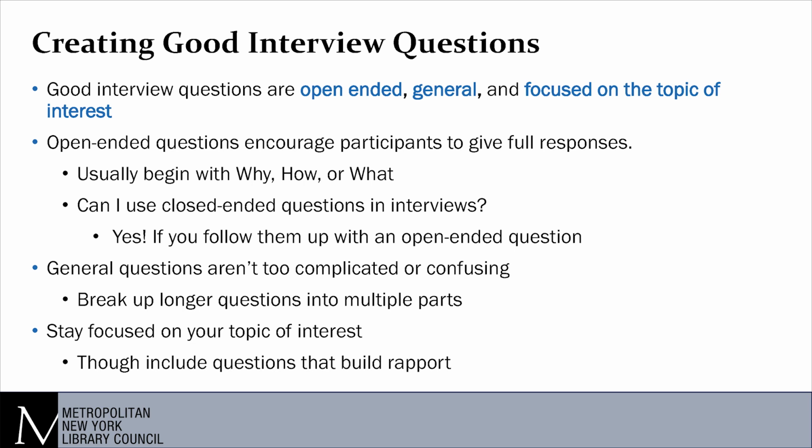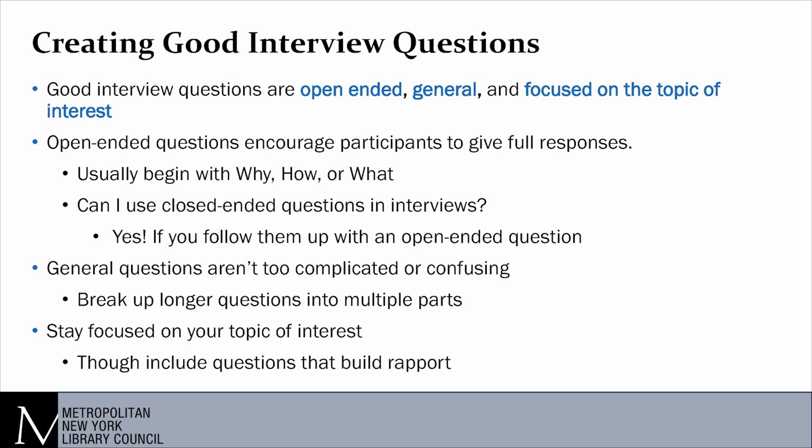You can actually use closed-ended questions in interviews, and those are the questions that lead people to just yes, no. They might even say maybe. But typically, if you're going to have a closed-ended question in your interview, you want to follow it up with an open-ended question. So if you ask someone, have you ever used our self-checkout services? That's a closed question. If they answer yes, you might ask a different set of open-ended questions right after that.